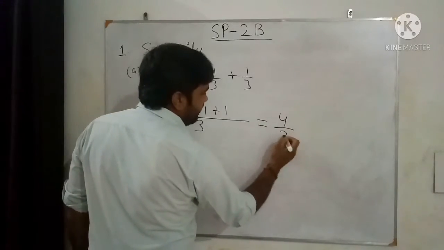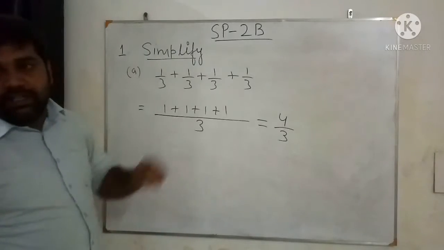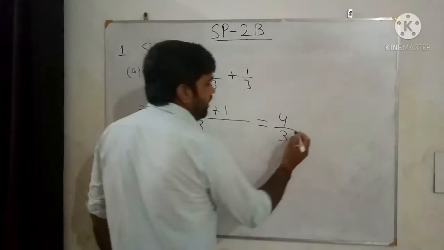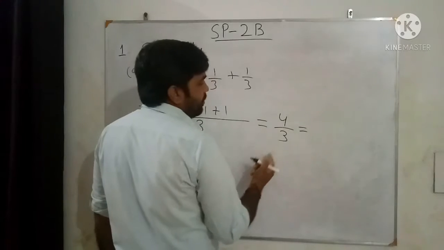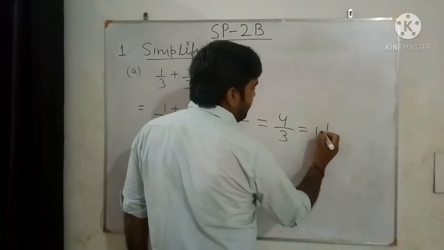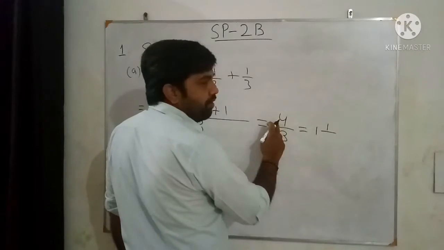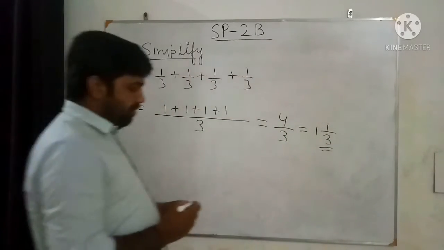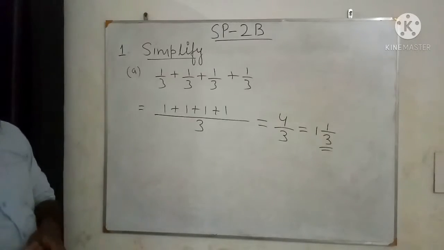So what do you get as the answer? 4 by 3. Since 4 by 3 is an improper fraction, we divide the numerator by the denominator and convert it into a mixed fraction. How many times will 3 go in 4? 1 time. So the quotient is 1 and the remainder is 1. 3 ones are 3, 4 minus 3 gives you 1 remainder. So 1 1 by 3. So what is the answer? 1 1 by 3. Like this we have to do.